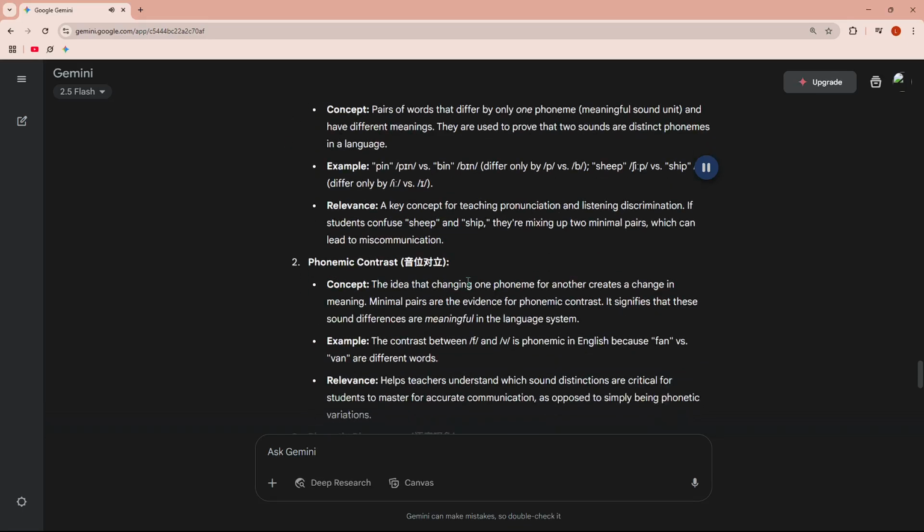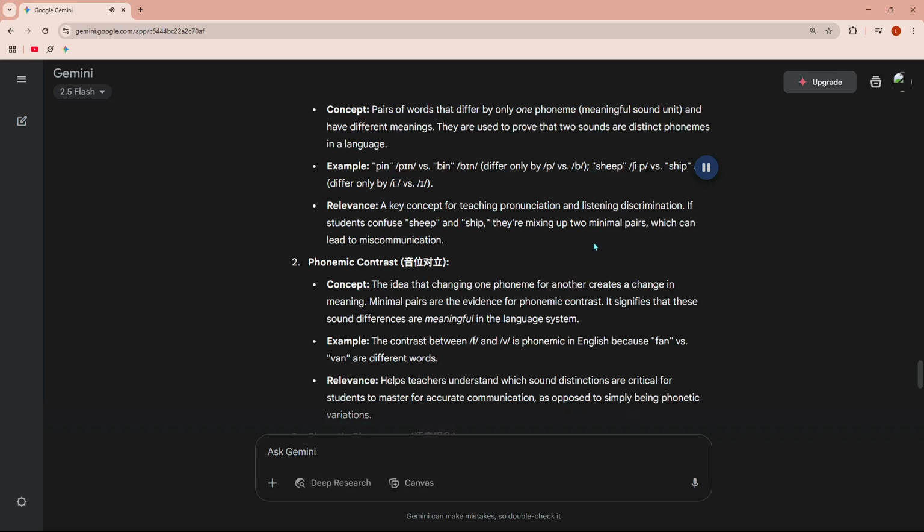Example: pin versus bin differ only by p versus b; sheep versus ship differ only by the vowel i versus the short i. Relevance, a key concept for teaching pronunciation and listening discrimination. If students confuse sheep and ship, they're mixing up two minimal pairs, which can lead to miscommunication.